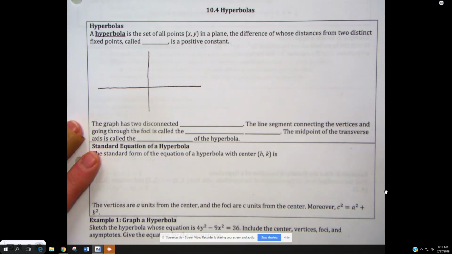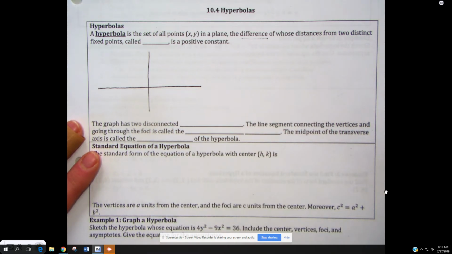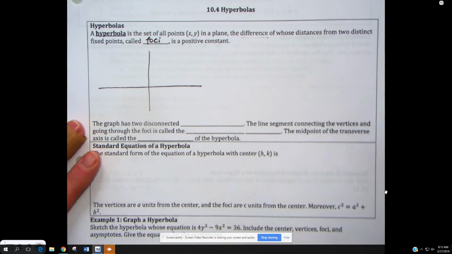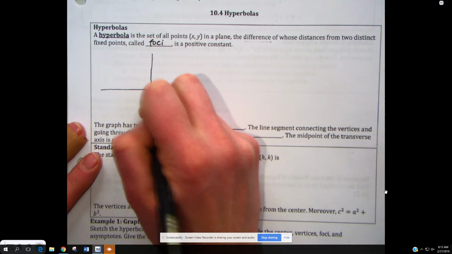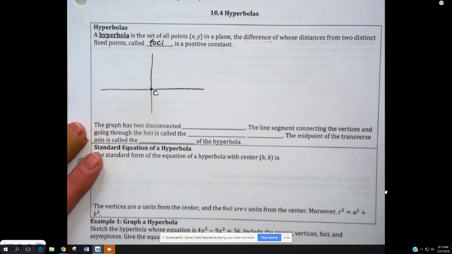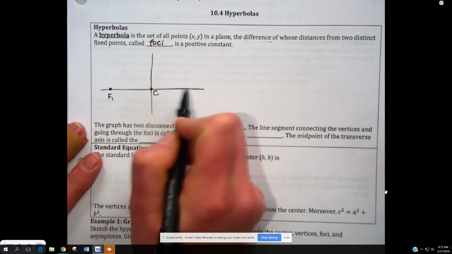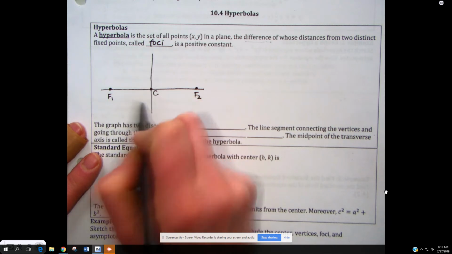So a hyperbola is a set of points in the plane. And the key word here is the difference of whose distances from two distinct fixed points, called foci, is a positive constant. So we're going to start with a center, just like we did with an ellipse. The center is not part of the hyperbola, but it is part of that building. And your foci are going to be either both on the x-axis or parallel to the x-axis, or they could go up and down as well.